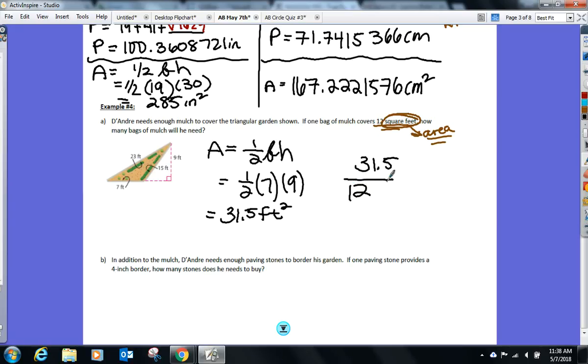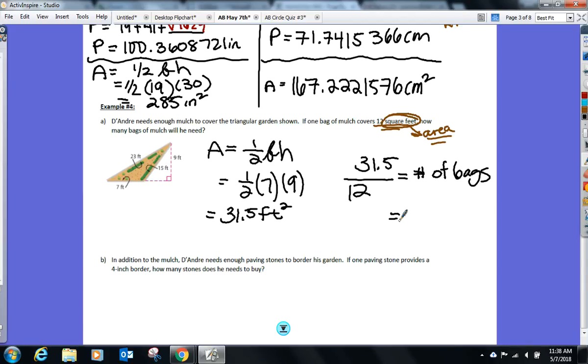Divided by 12. That'll give me the number of bags. Okay, you get about 2.6 and change, right? I can tell you I'm not going to Home Depot later today and asking the person who works there, can you give me 0.6 bags of mulch?